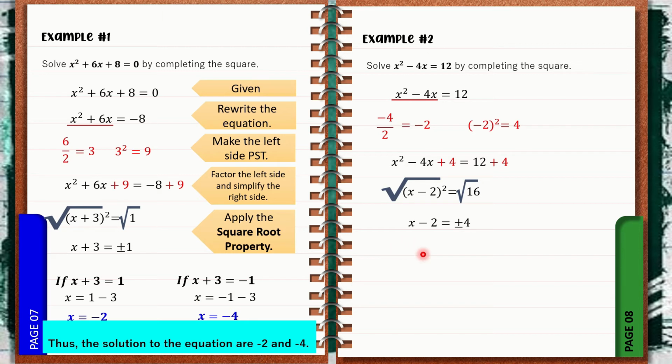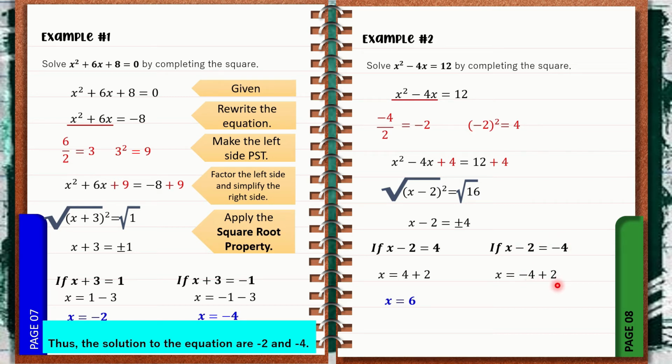With this, we will get x minus 2 is equal to 4 as well as x minus 2 is equal to negative 4. Applying the addition property of equality to isolate x here, we will obtain x is equal to 4 plus 2. And 4 plus 2 is equal to 6. Okay, let us move on with the other side. Applying the addition property of equality, we will have x is equal to negative 4 plus 2.